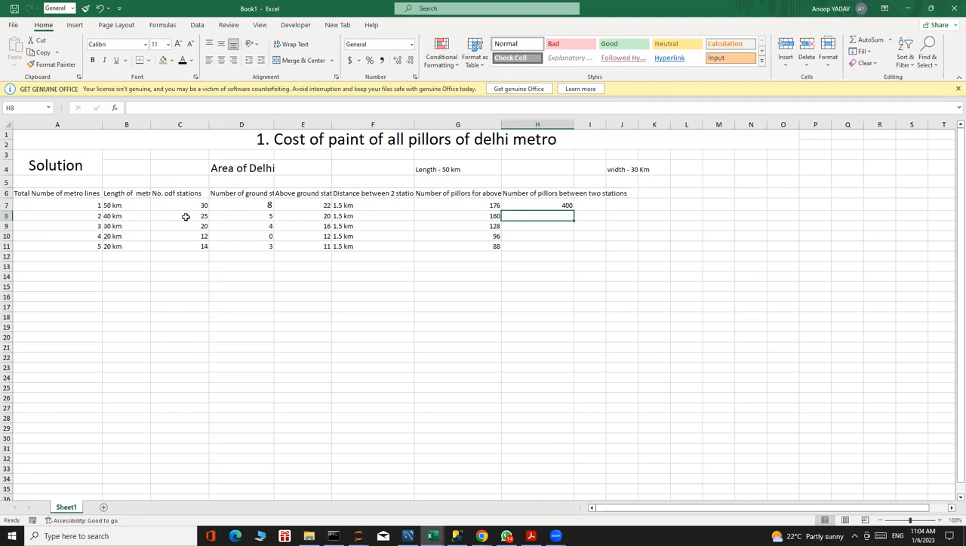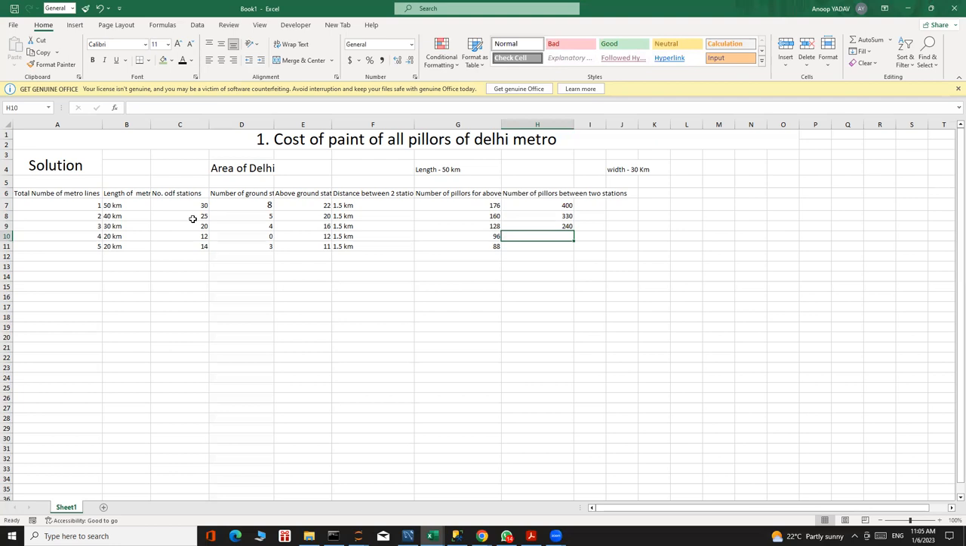Here we have 40 kilometers distance and 25 stations, so about 7 kilometers is station length. Then we have 33 kilometers, and for 33 kilometers we have about 330 metro pillars. And with 20 stations, about 6 kilometers is covered by stations, and 24 kilometers is the total length of the line. For about 24 kilometers we have 240 pillars.